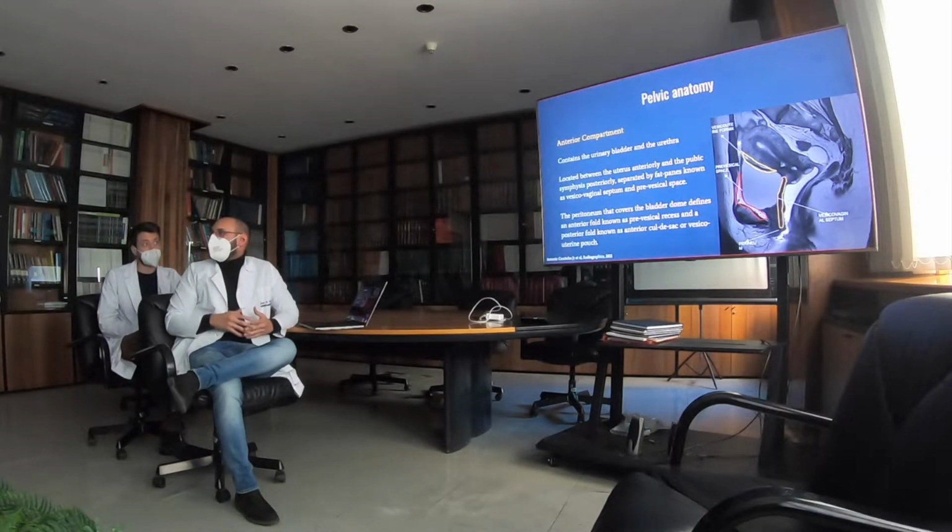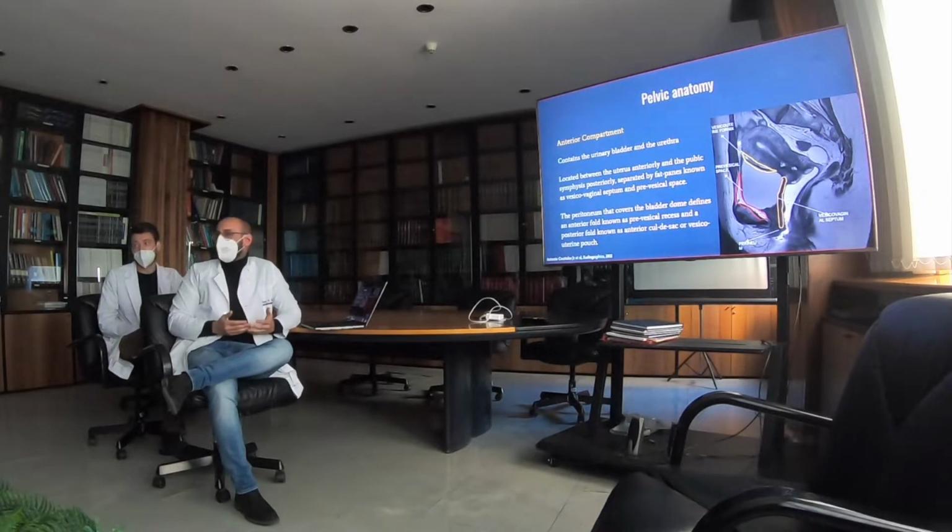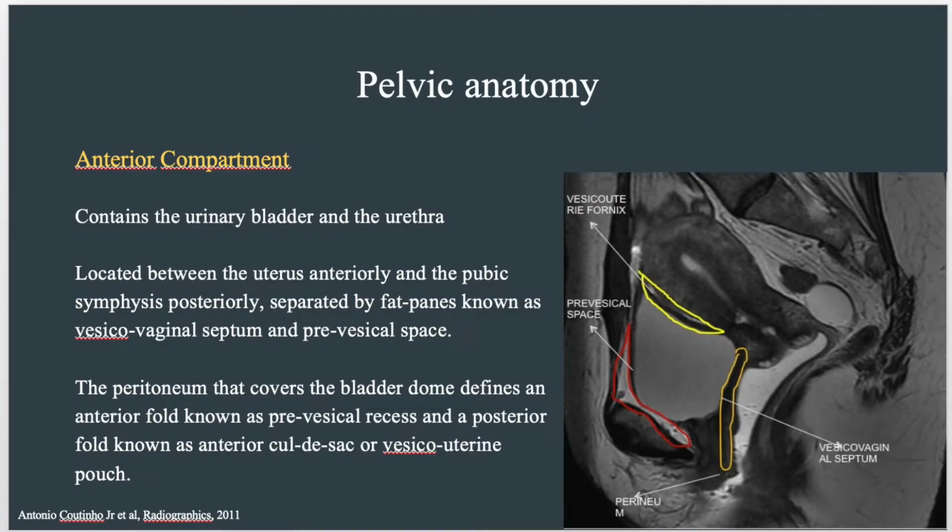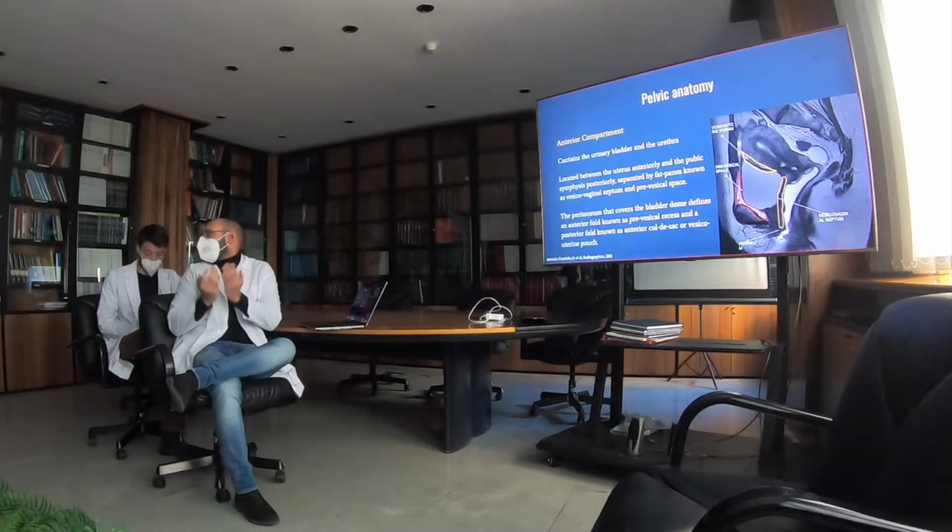Now let's review briefly the female pelvis anatomy, which is very important to characterize and locate all the endometriotic lesions. We know that according to functional and clinical criteria, the female pelvis is divided into 3 compartments: an anterior, middle, and posterior compartment. The anterior compartment comprises the urinary bladder, the urethra, and all the anatomical spaces surrounding them.